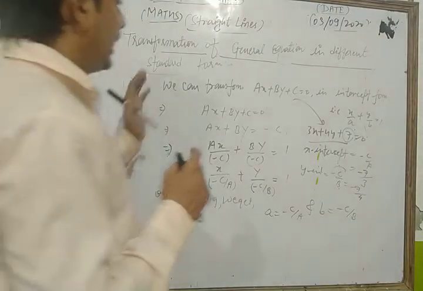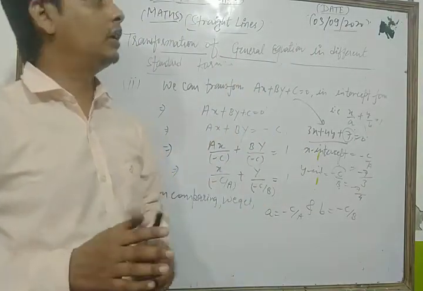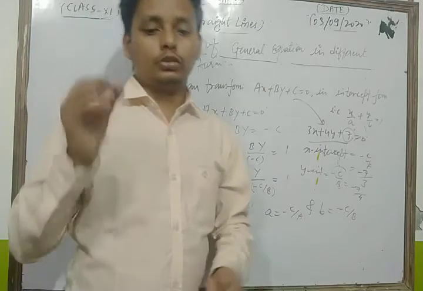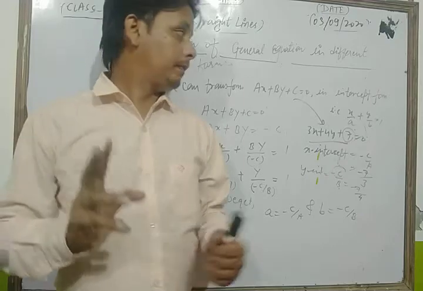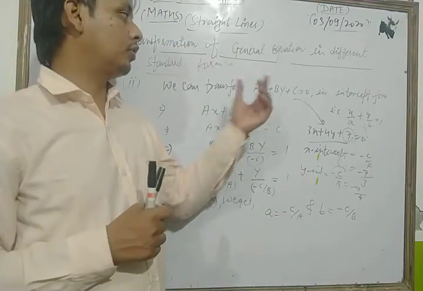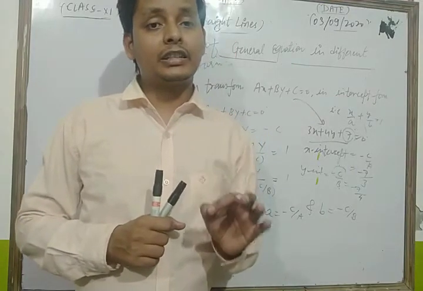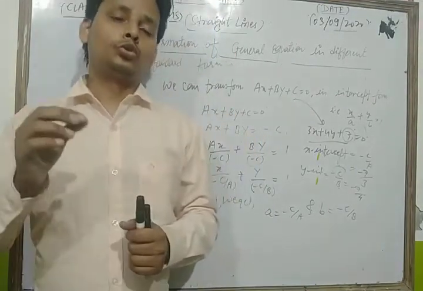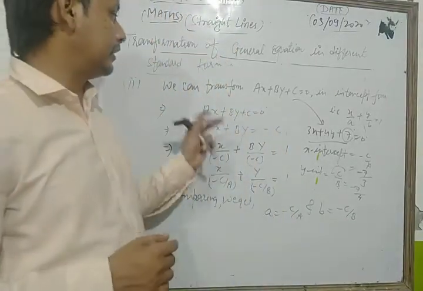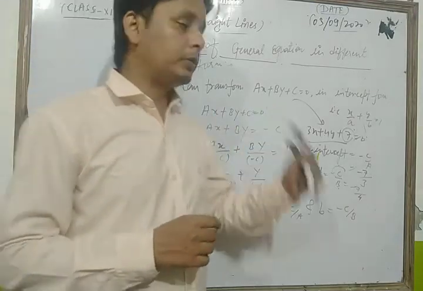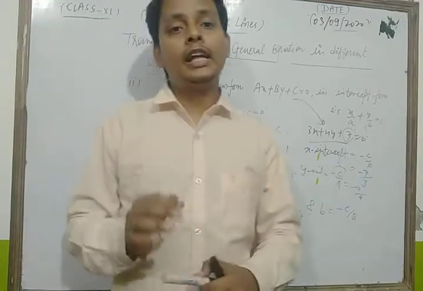Let's see once more. Here we discussed the topic transformation of the general equation into different forms. In that topic, dear student, we discussed two types of transformation of that equation. First one is the transformation of the equation of a straight line ax plus by plus c is equal to 0 into slope intercept form, that is y is equal to mx plus c. And the second one is the transformation of the equation of the line ax plus by plus c is equal to 0 into intercept form.